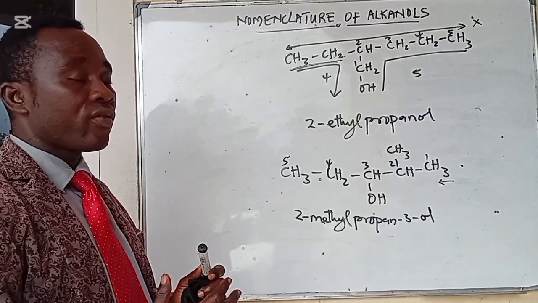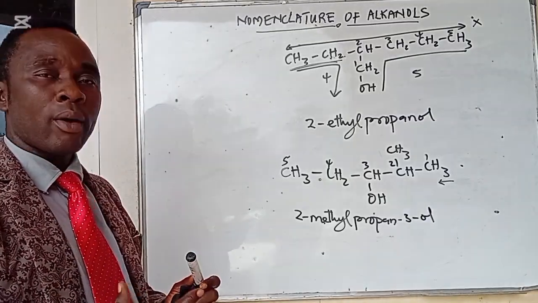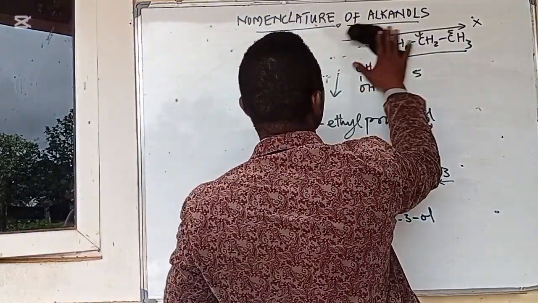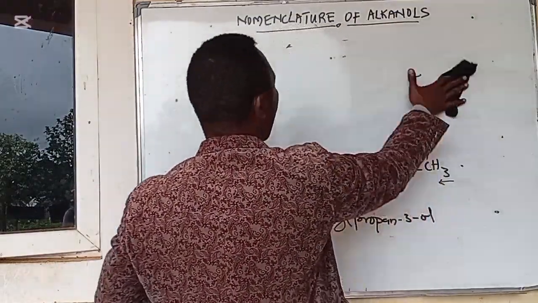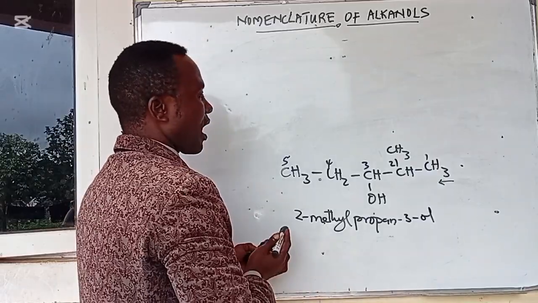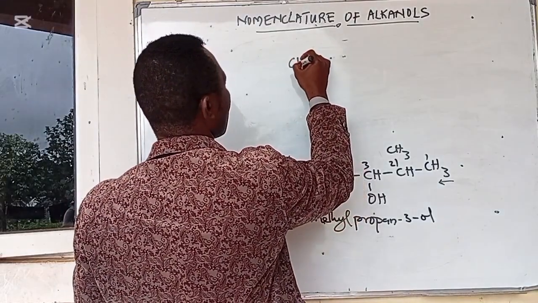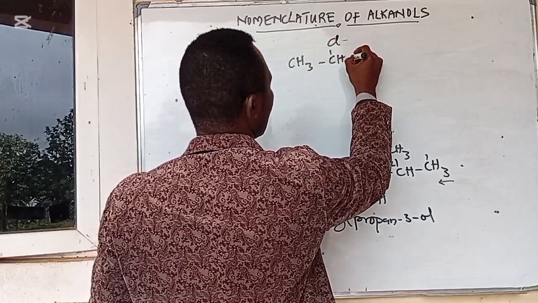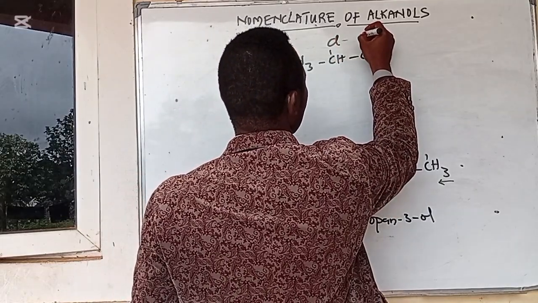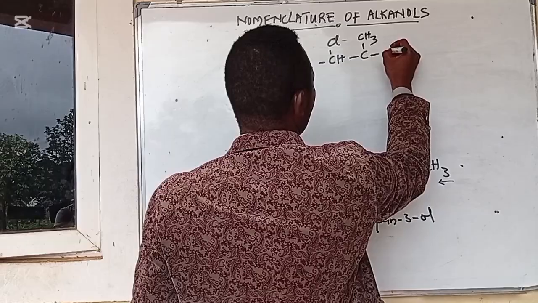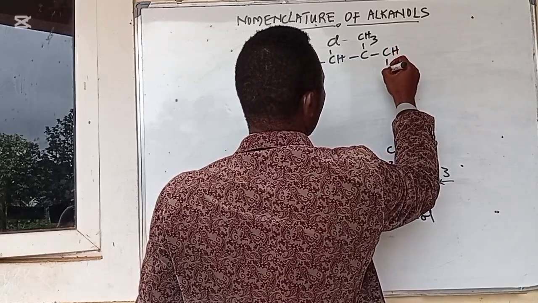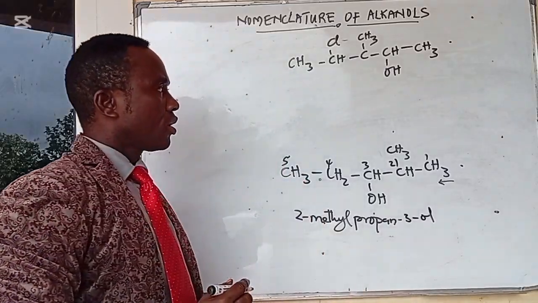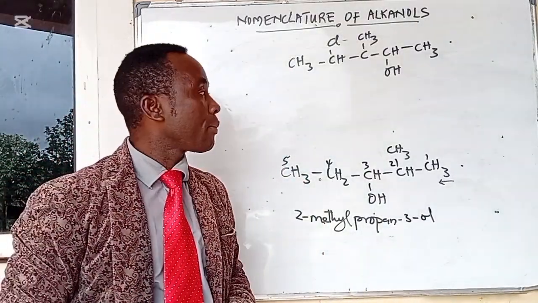Now, what of a condition whereby we have 2 or more substituents? If we have 2 or more substituents, they must be named alphabetically. They must be named alphabetically. Let's say we have CH3, C, Cl, we have CH, CH3. Okay, we have C, H, OH, then we have CH3. So the name of the compound can be determined.